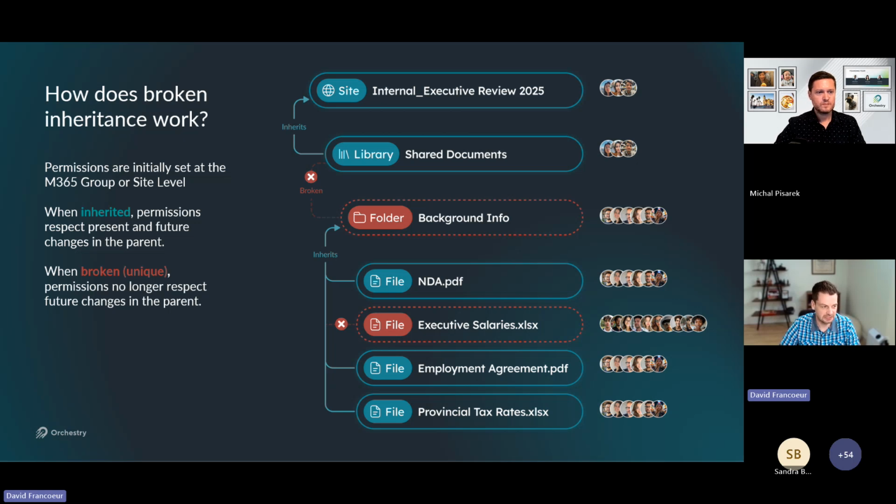So again, we have our hierarchy here. We have our site, we have our library. Below the library, we have a folder. And within this folder, we have a very simple example with 4 documents. In a normal world, the library would inherit down the permissions that are set at the site level. But once they're broken, as we've done here, permission changes done here will not necessarily continue to trickle down any further in the future.